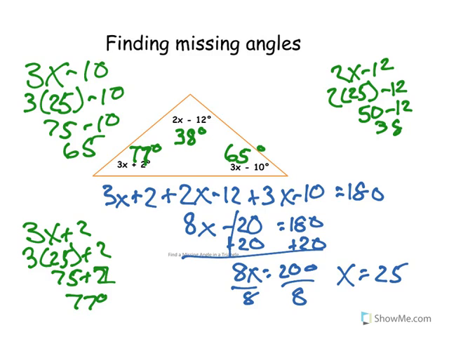We know if our value of x is correct, and only if it's correct, these three angles will sum to 180. So let's check. I've got 77. I've got 38. I've got 65. I would expect these to add up to 180. And when we check it out, we see that they do add to 180. And that's our proof that we did this correct. And x is 25, and the three angles are 77, 38, and 65.